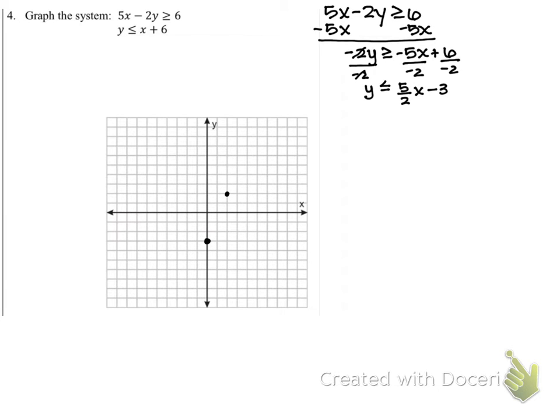And then I'm going to go ahead and go across my graph. So 1, 2, 3, 4, 5, 2. And I think I might be able to fit one more down here. So 2.